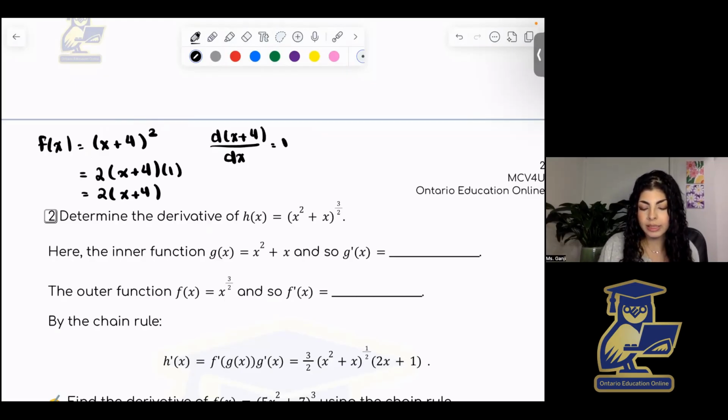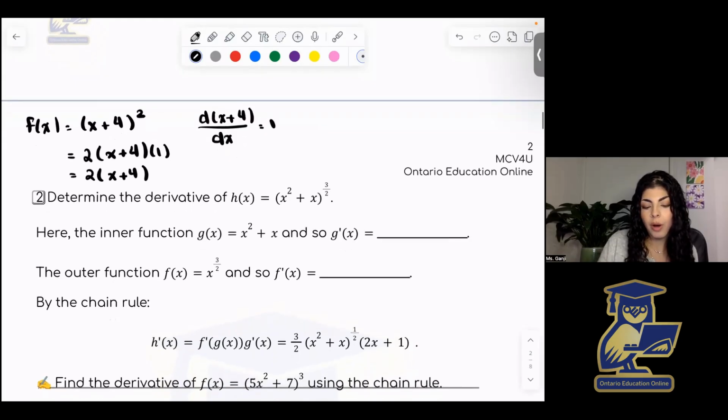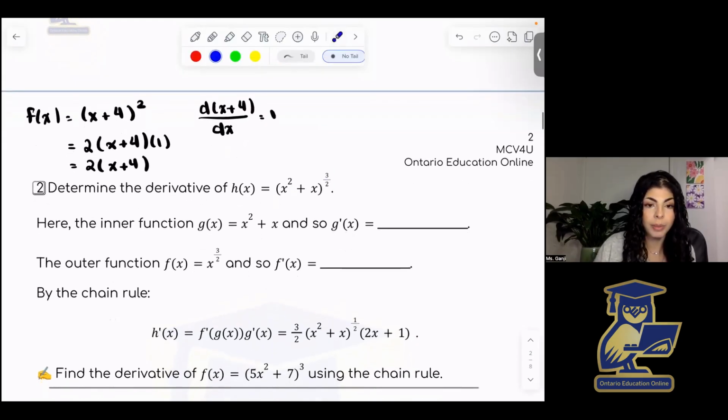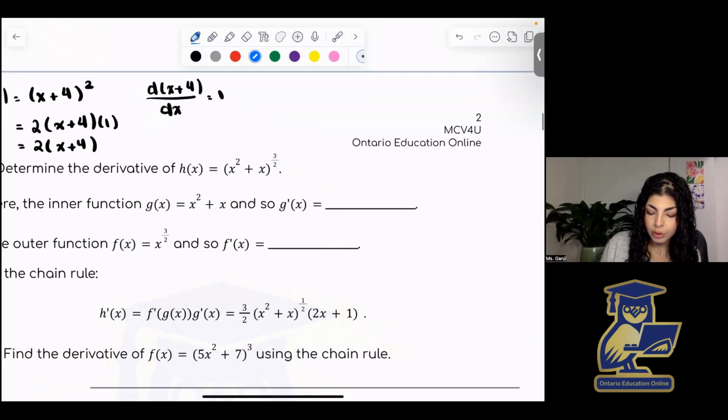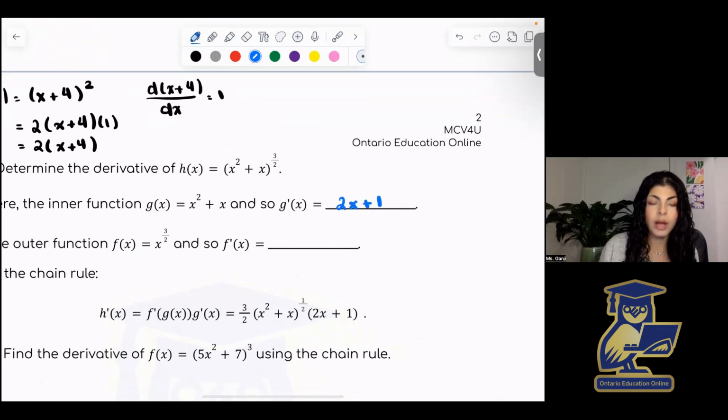So let's look at now this example where we have both a more complicated exponent as well as a more complicated function inside the bracket. So here, the inner function is x squared plus x. And so finding the derivative here, we have 2x plus 1. And this is the 2x and this is the 1.